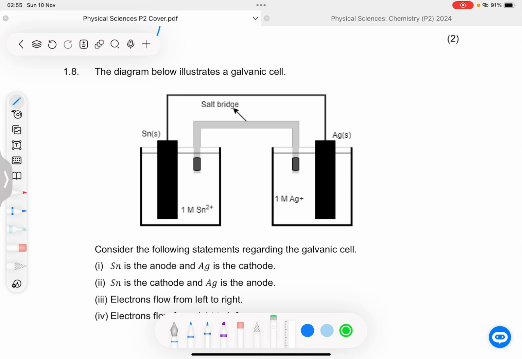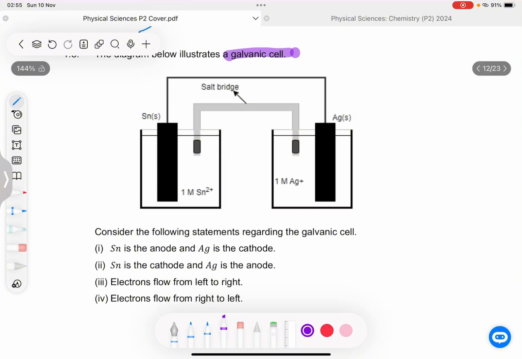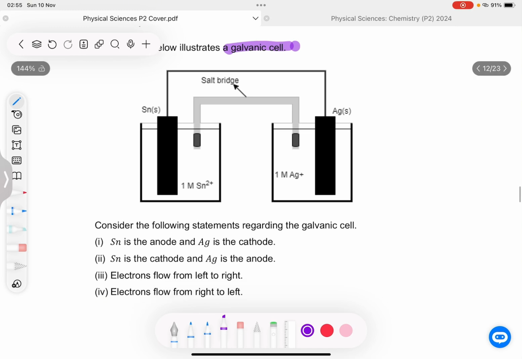Now 1.8 says the diagram below illustrates a galvanic cell. We know that a galvanic cell uses chemical reactions to generate electricity. When we look at this galvanic cell, we can see that we have our electrode there and another electrode this side. These electrodes are in a solution, and we also have our salt bridge, which ensures that we have a continuous movement of electrons in here.